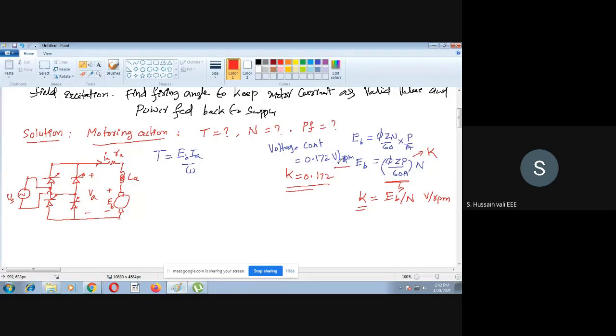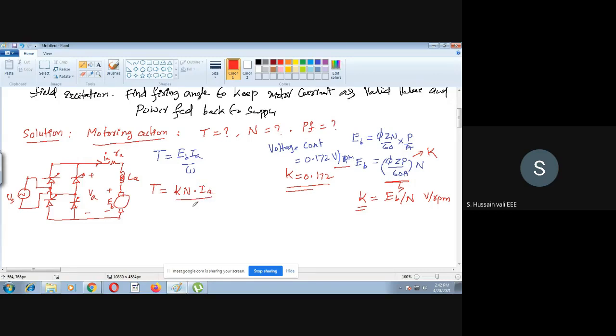So coming to the torque. Now torque is equal to EB IA by omega. What is EB? We got here K into N. So K into N into IA by omega. We'll just keep it as it is for the first time, and if necessary, we'll see this later.